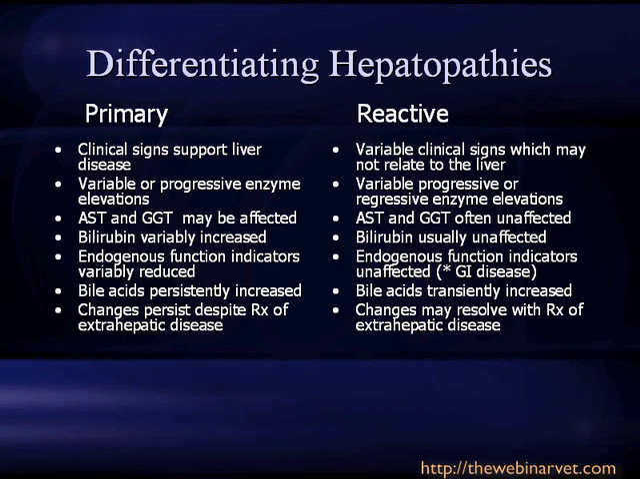That's not true with reactive hepatopathies. Usually if we treat the underlying disease like gut disease, we'll find the liver changes will settle down. And the changes by and large tend to be slightly less severe, although as we've seen in some of these examples, there can be some overlap which makes it difficult.